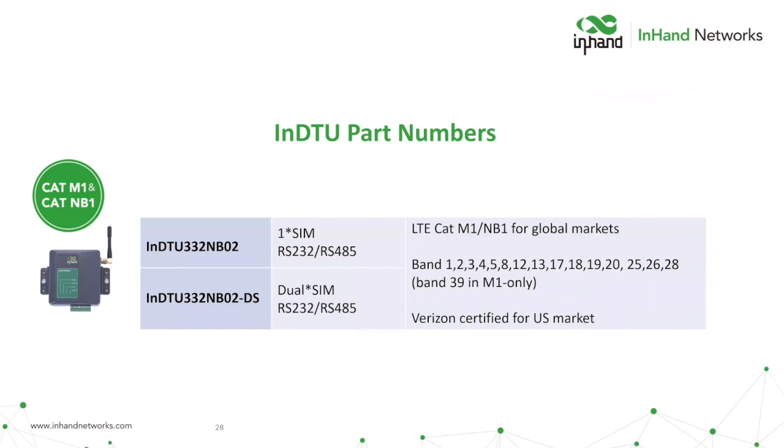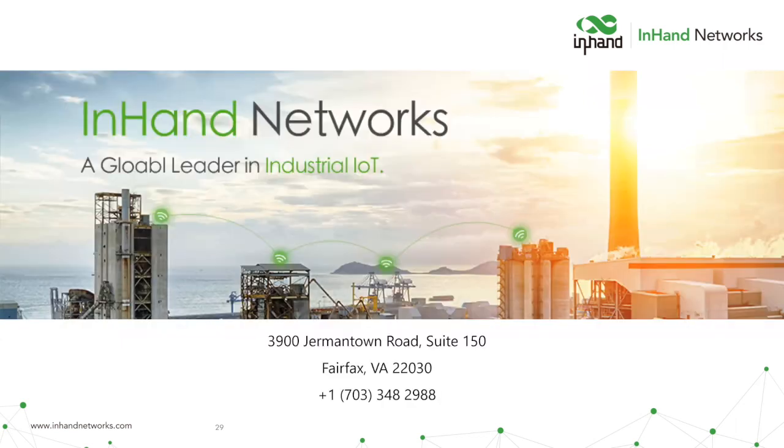And of course, from that, we have two part numbers particularly. Both of these SKUs cover the global market space, so you don't need 10 different products to cover 10 different regions. One product will support any region, whether it's M1 or narrowband. The only difference between the SKUs is that one has dual SIM capabilities.